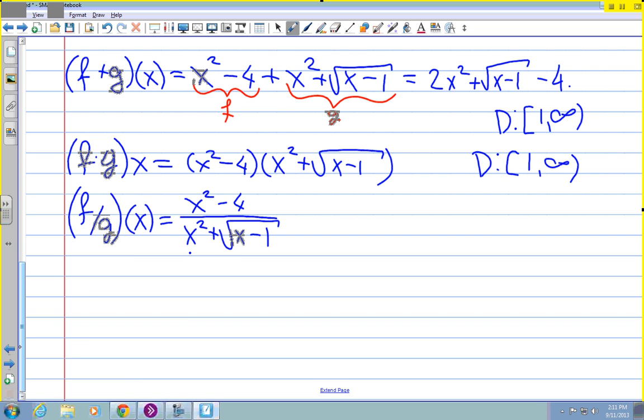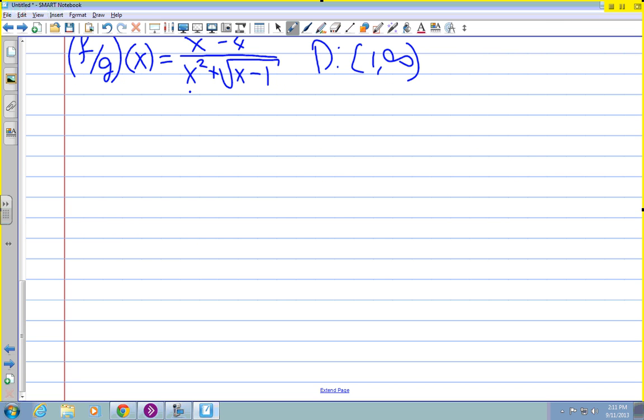So we know x starts at 1. If x is 1, you'll get 1 here and a 0 there. So that's always positive, plus a positive, so that can never be 0. So then we're done. Domain is from 1 to infinity. We don't have to worry about anything. It just worked out that way. We got lucky.